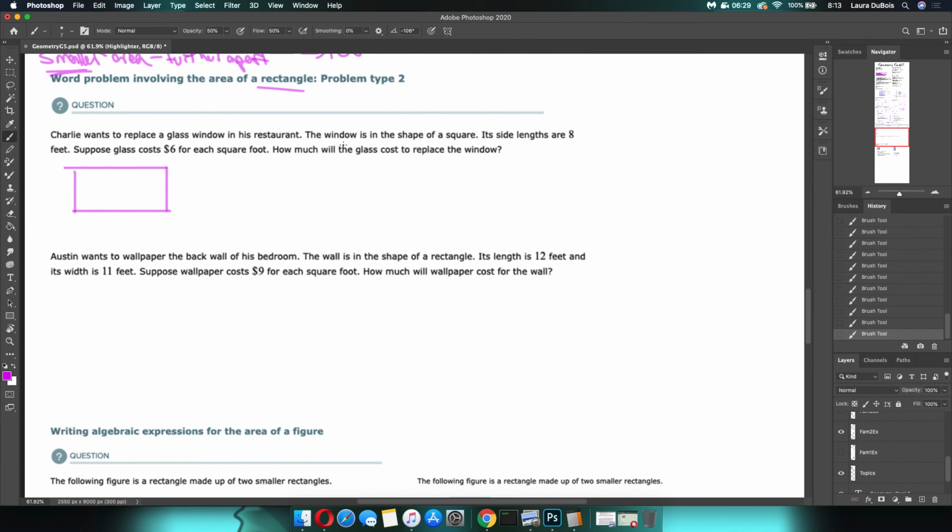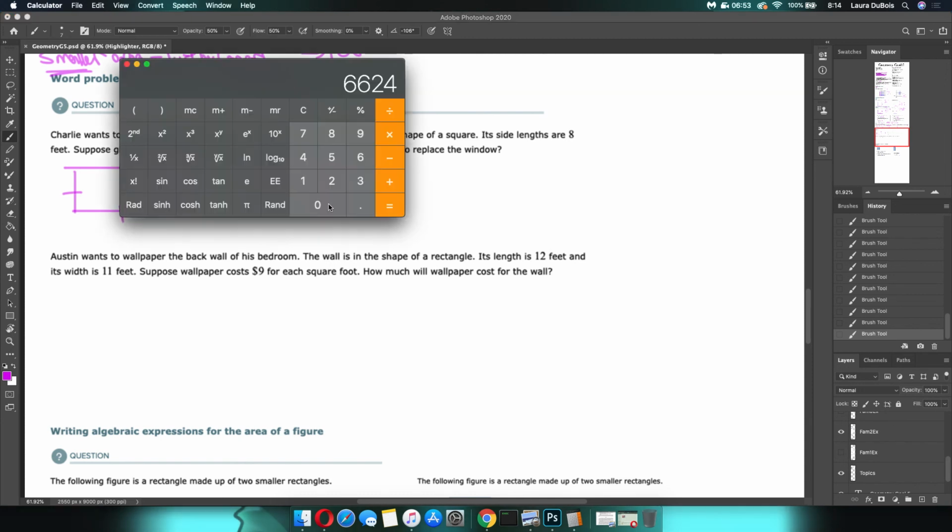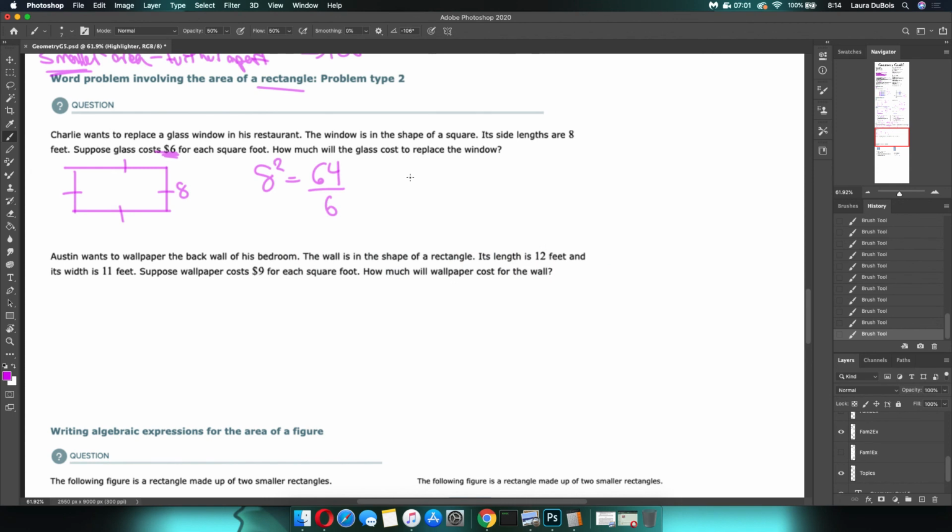Okay. Glass window, the window is in the shape of a square. Oh, okay, so let me make sure that I know it's a square. The side lengths are 8 feet, and then suppose it's $6 per square foot. Well, since this is a square, the area is 8 squared, which is 64. It is $6 per square foot, so divided by 6. So what is 64 divided by 6? I'm pretty sure that divides not evenly. So $10.66, so $10.67. That's what we are looking for.